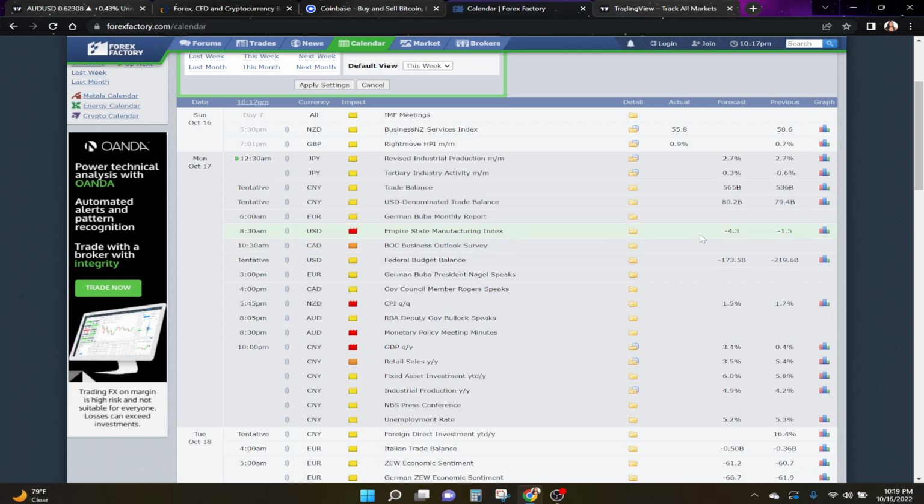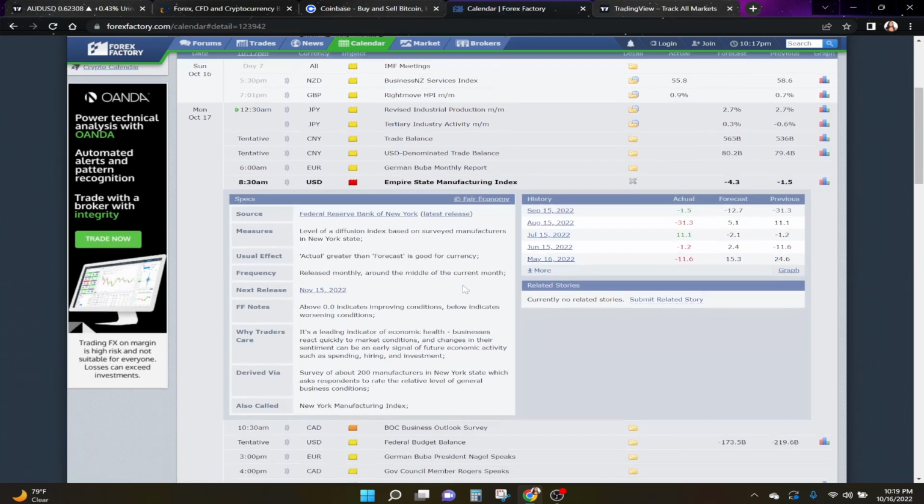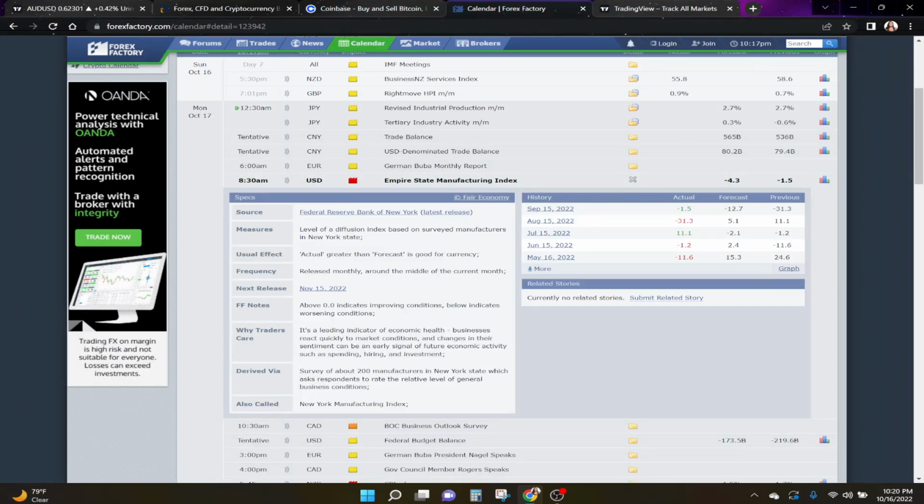So obviously we don't know what the actual is because the time hasn't come. Once 8:30 hits and the news event is released, you will see this box get filled in where it says actual, and then you'll see the numbers of the actual news event. Now, if you want to learn about that news event, you can just click on the folder, and then it'll give you a drop down and give you an idea of what that news means and what to look for. Okay, and that's Forex Factory in a nutshell.